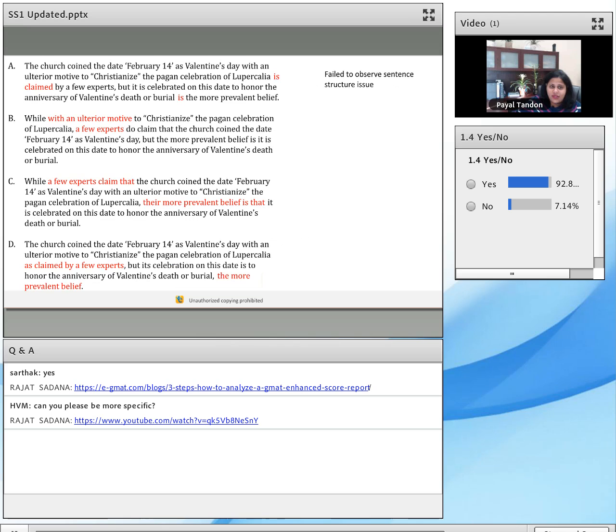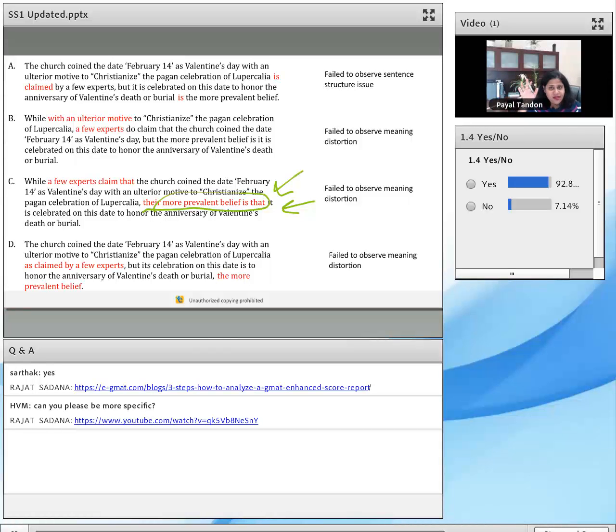Okay. For that, you again look at the solution. In this question, if you selected choice A, this means that you failed to observe the sentence structure issue. If you selected any of these 3 answer choices, B, C, and D, you failed to observe the meaning distortion. In each of these choices, there is meaning distortion. And because the majority of you selected choice C, you basically weren't able to figure out aspect number 3. That was the reason. Okay.